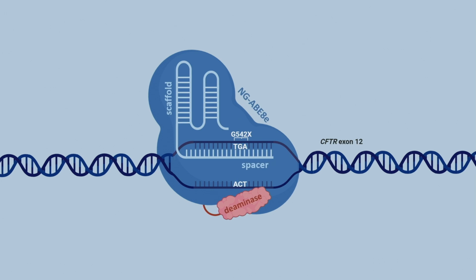It binds to the mutation, G542X in this case, by complementarity of the spacer, here in light blue. Then you see in blue a nickase domain, and in pink a deaminase domain. So this is called adenine base editor. So it can edit an adenine, and that's the adenine we are interested in, the bottom strand. So the deaminase domain can deaminate the adenine.